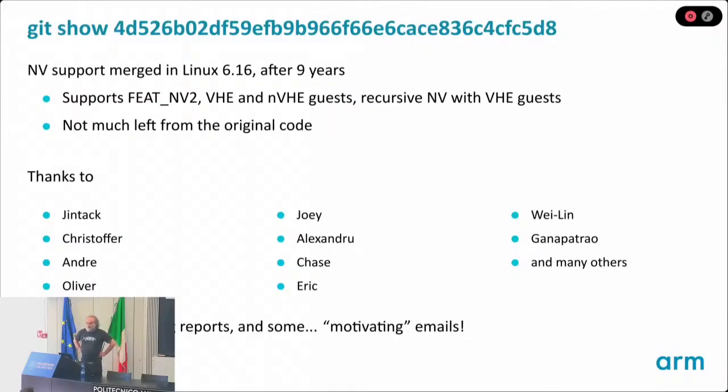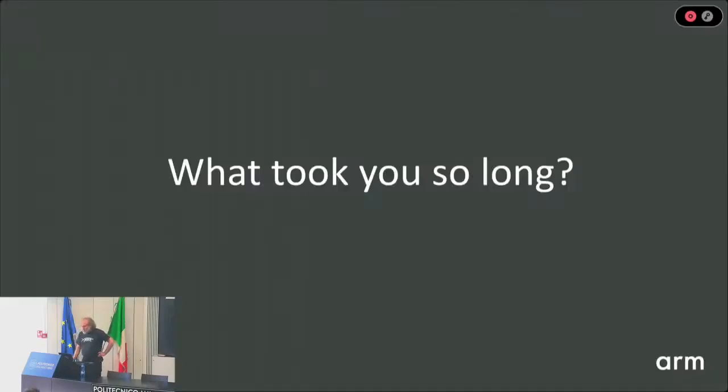So we support NV and NV2, we support VHE and nVHE guest independently, you can't have both. Recursive nested on VHE guest. There's hardly anything left from the original code, apart from the stage-2 page table walker. Thanks, Christopher, again. And yes, thanks to all these people who really, really helped me building this, including, yes, some really annoying emails saying, oh, yeah, but nested virt is a solved problem. Yes. So what took us so long?